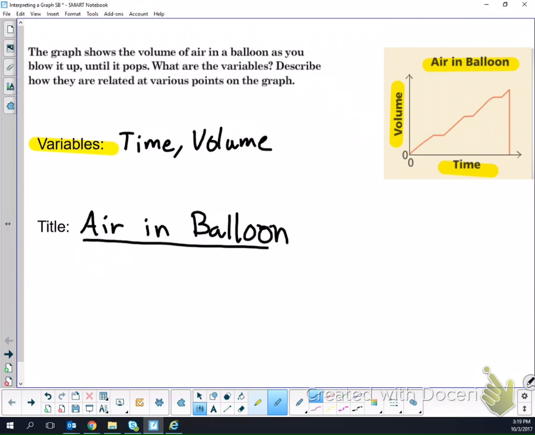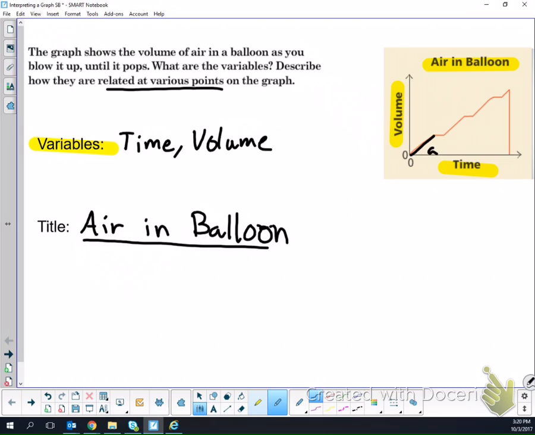All right, so we found the variables. We found the title, and it lets us know that we're talking about air in a balloon. We know we're talking about time and volume, so over time the volume is either going to increase or decrease. And now we need to describe how these are related at various points. Now, you can describe a point in different ways. I'm going to start by just describing the different sections that I notice. So I'm going to give this section a name. I'm going to call it section A.